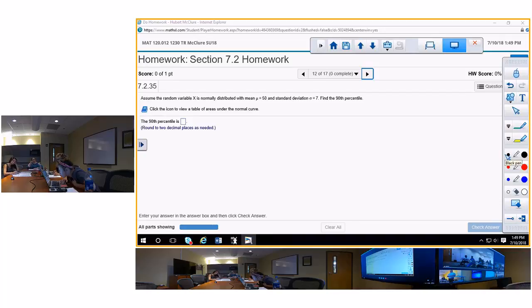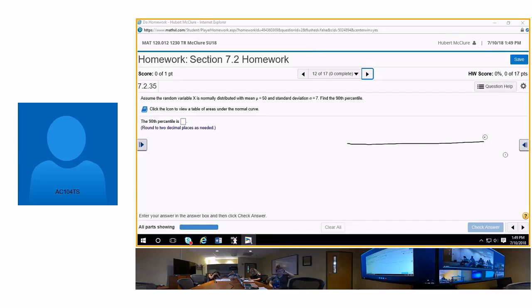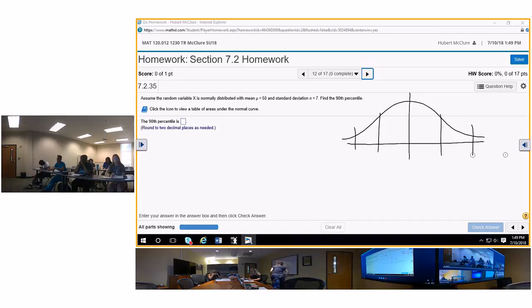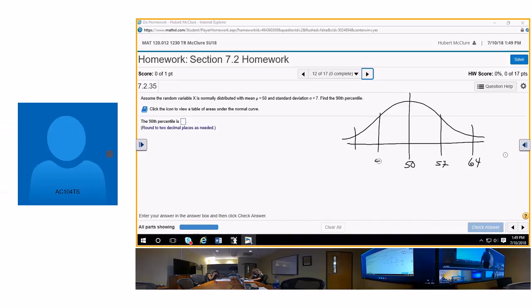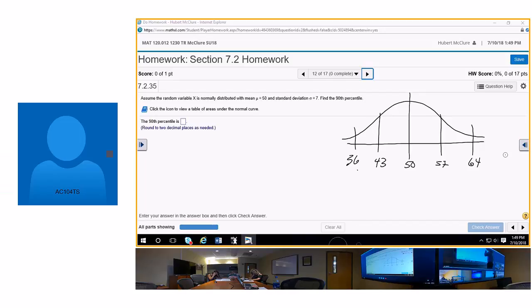All right, draw a picture. Mean of 50, 57, 64, 43, and 43 minus 7 is what? I can't subtract. What's the flip? 36. Thank you. All right, now, what is the 90th percentile?